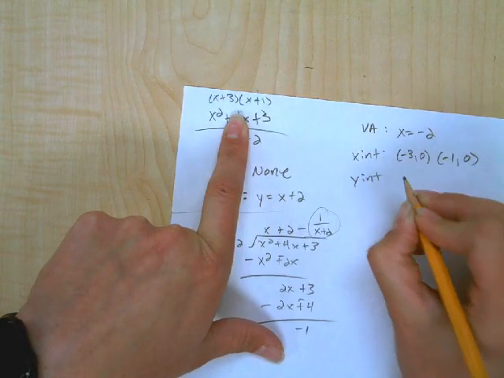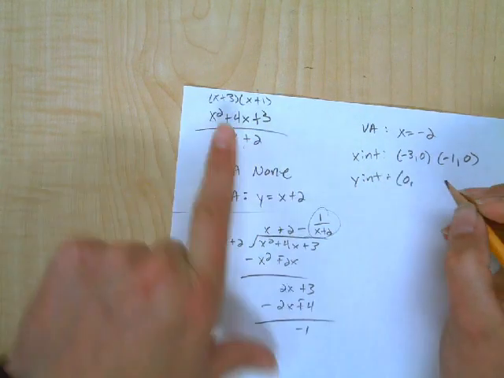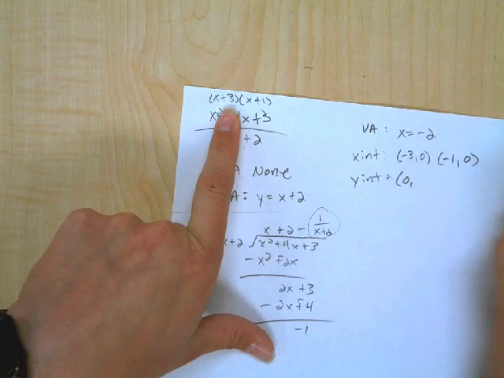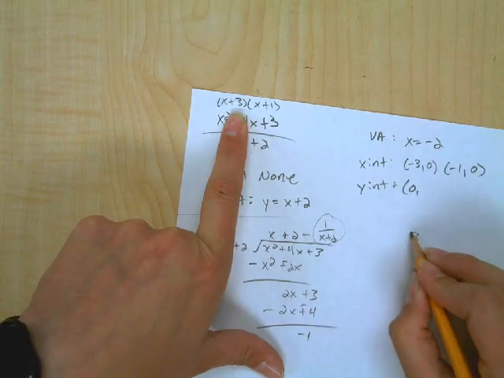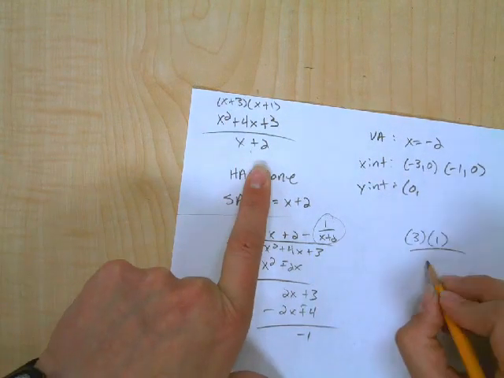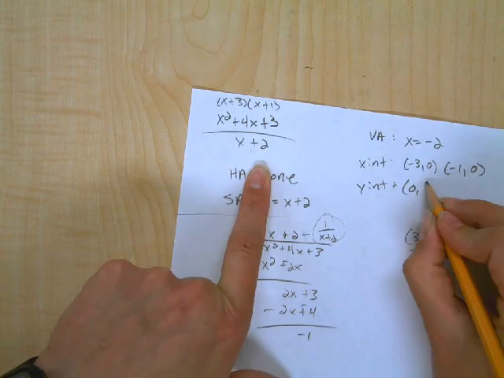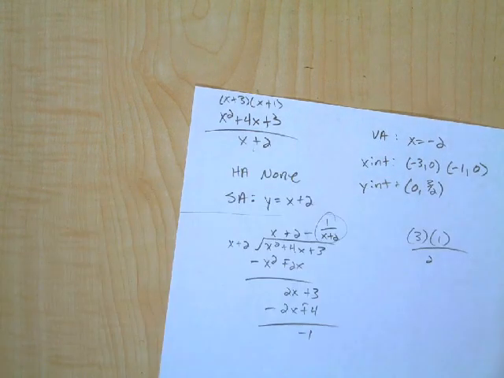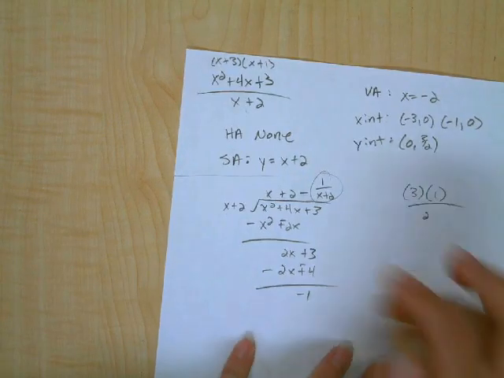Y-intercept, plug a 0 in for x. When you do that, you would get 3 times 1 over 2, so 3/2. I think that's it, right? So we don't have any holes, nothing canceled.